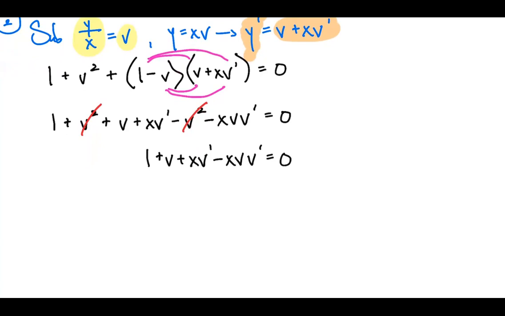And so I'm wondering if maybe what we can do right now is think about v prime being like dv dx and seeing if we can do something with that, okay? So let's see, I have 1 plus v plus x dv dx minus xv dv dx equals 0.